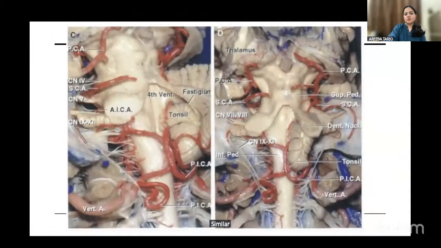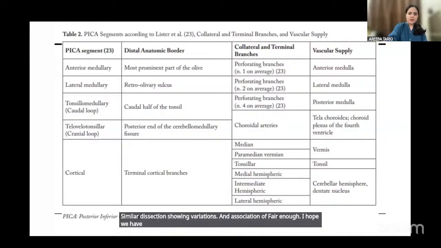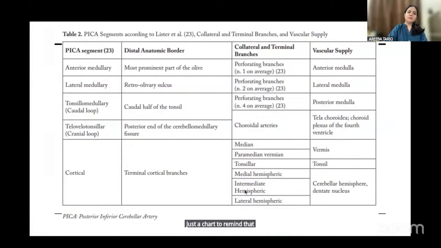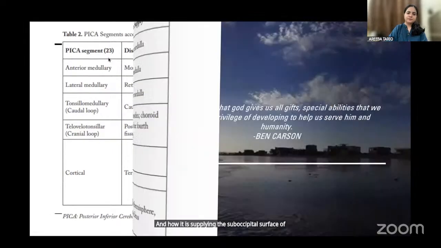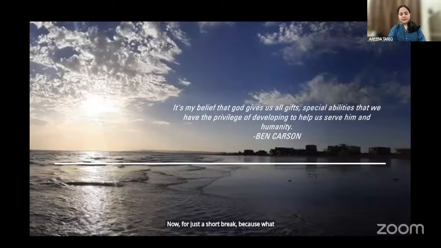A similar dissection showing variations and association of cranial nerves. I hope we have a basic understanding of PICA by now. Just a chart to remind that it's made up of 5 segments and how it is supplying the suboccipital surface of the cerebellum.